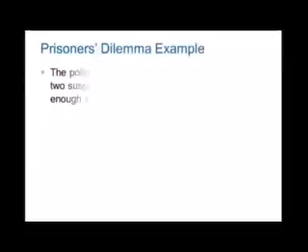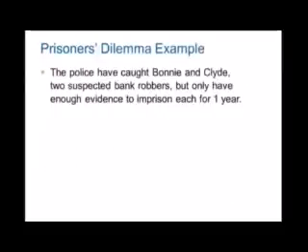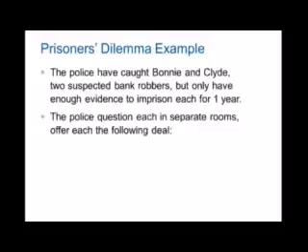So let's look at an example. Let's say the police have caught Bonnie and Clyde, two suspected bank robbers, but they don't have enough information to incriminate either of them for the longest period of time. They just have enough evidence to imprison them for only 1 year. So what the police do, and if you see any kind of police drama, they always interrogate prisoners in two separate rooms. They never interrogate all the prisoners in one room. So the police take them into separate rooms and offer them a deal.